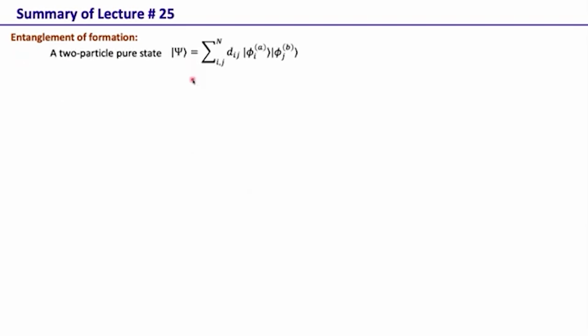So in lecture number 25, we studied how to quantify entanglement. There are several ways of quantifying entanglement, but we mainly looked at one such measure, which is called the entanglement of formation. First we started with a two particle pure state. A two particle pure state in any dimension can be written as a two-dimensional summation.